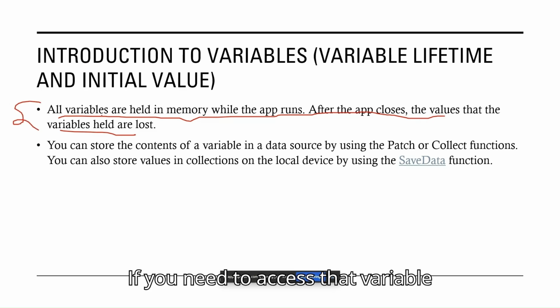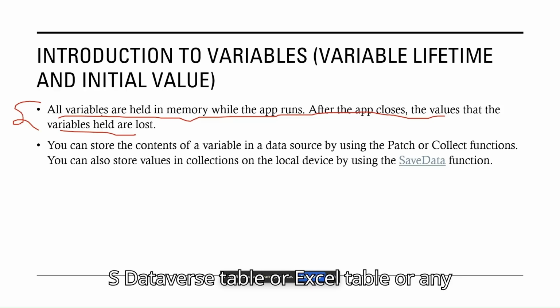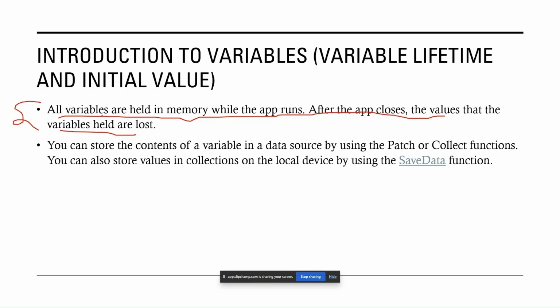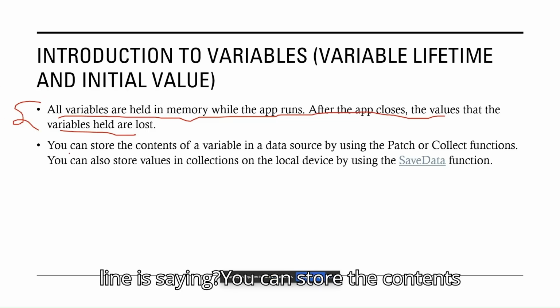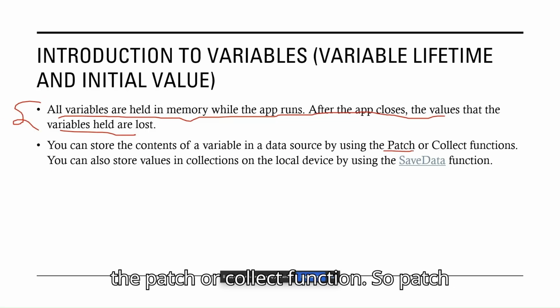If you need to access that variable somewhere else, you might have to patch it to a data source, like I've been doing with data sources already. For example, you might want to patch it to a database table or Excel table or any data source that is available to Power Apps. The next line is saying you can store the contents of a variable in a data source by using the patch or collect function.